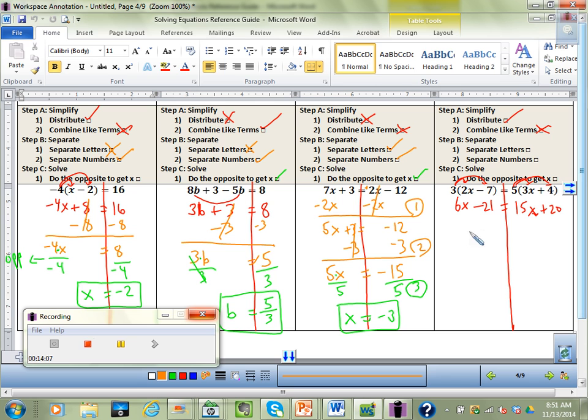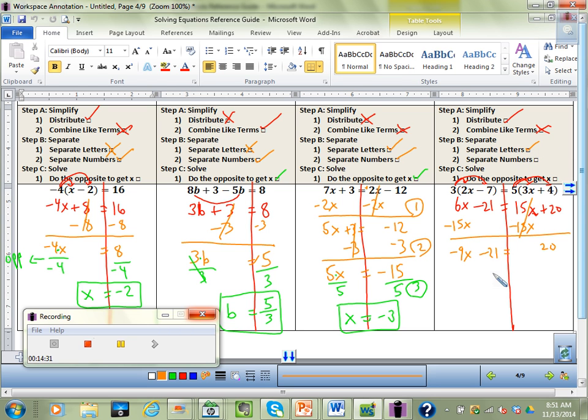Which one would you like to move? 15x? Alright. Opposite of adding 15x? If you subtracted 6x, that's fine. Just make sure you get the same answer. 6x minus 15x is negative 9x. That's 0 plus 20. So I've separated letters.